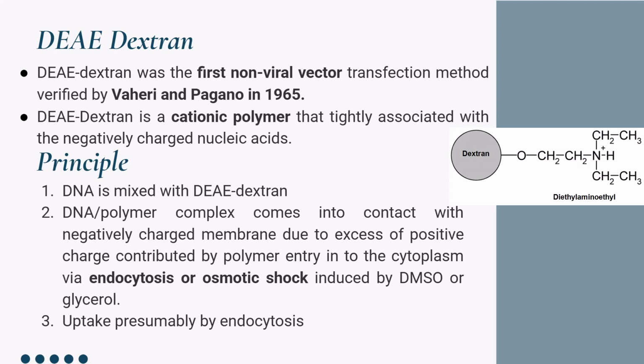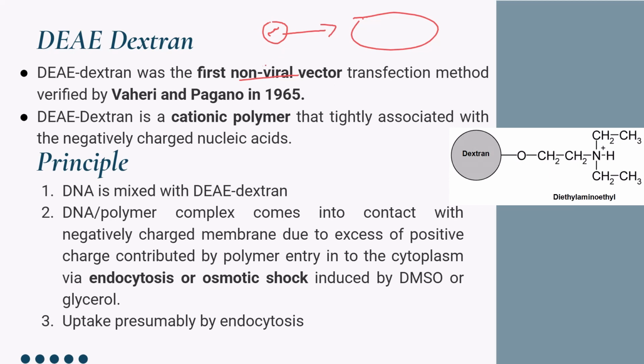Now let's move into the next one, that is DEAE Dextran. DEAE Dextran was the first non-viral vector transfection. As I mentioned in the second slide, Dextran is a polymer, right? So this is actually carrying the genetic material into the cell, so here it can be considered as a vector. But since it is a chemical, it is a non-viral vector. So that's why it is called so.